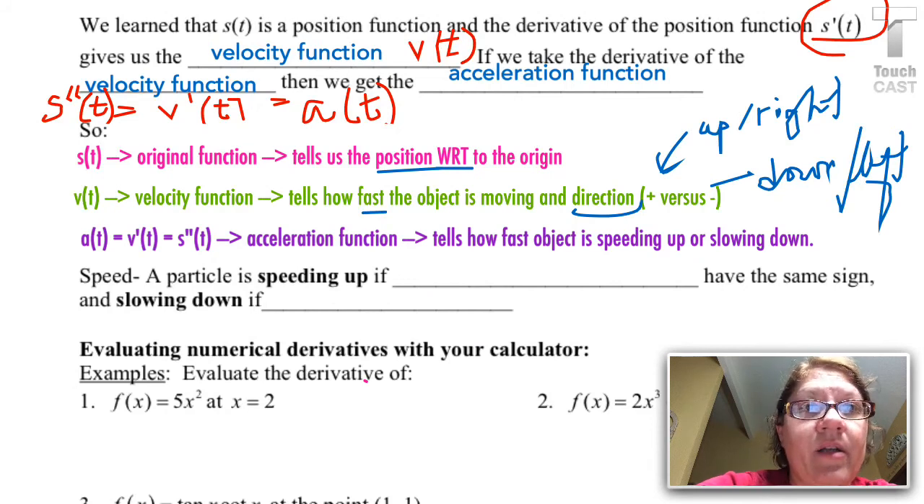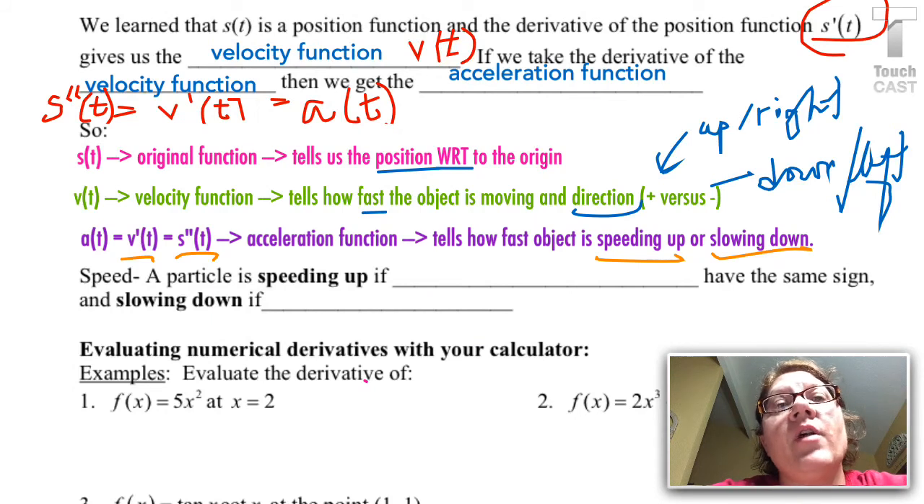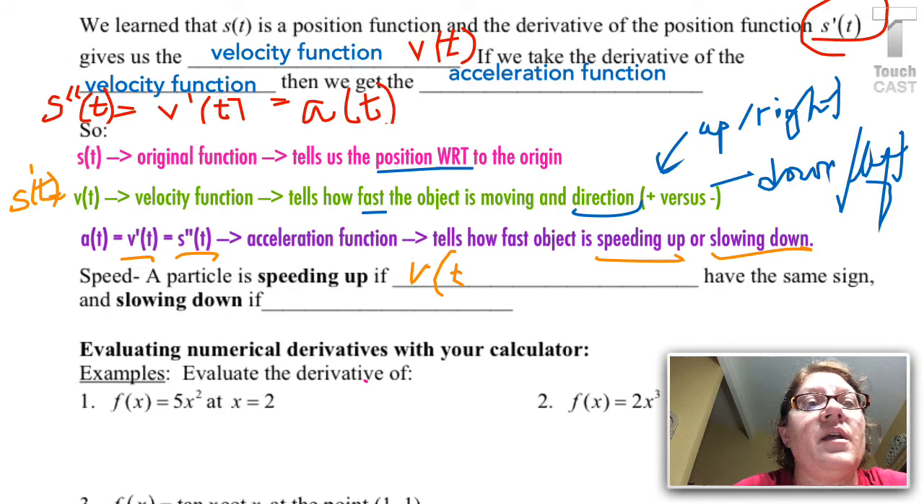And last but not least is the acceleration function, which is either the first derivative of velocity or the second derivative of position, and it tells how fast the object is speeding up or slowing down. By the way, I forgot to include back here that velocity is equal to the first derivative of position. And then last, the particle is speeding up if both velocity and acceleration have the same sign, we talked about this in previous notes, and it's slowing down if they have different signs.